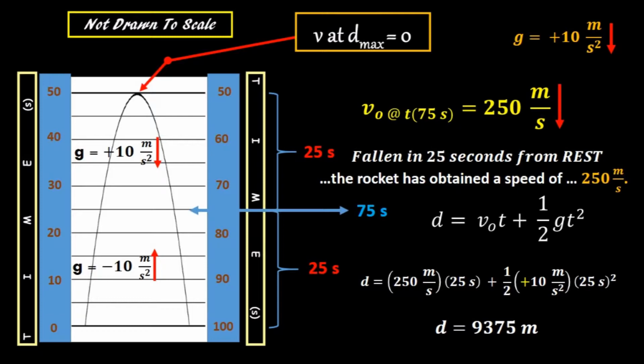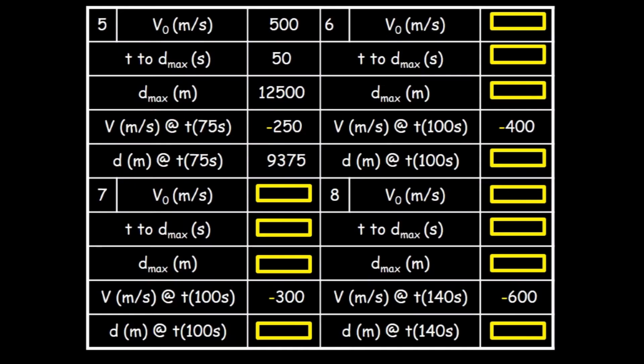Okay, let's try to wrap that up and then see if we can do the next problem while I put this on pause. So you have 9,375, which is the distance it's going to fall at t equals 75 seconds. Any questions? Everyone's looking at me with great intelligence. Let's see what happens.